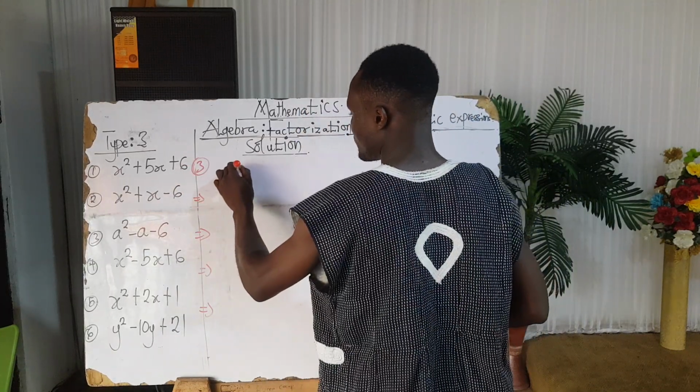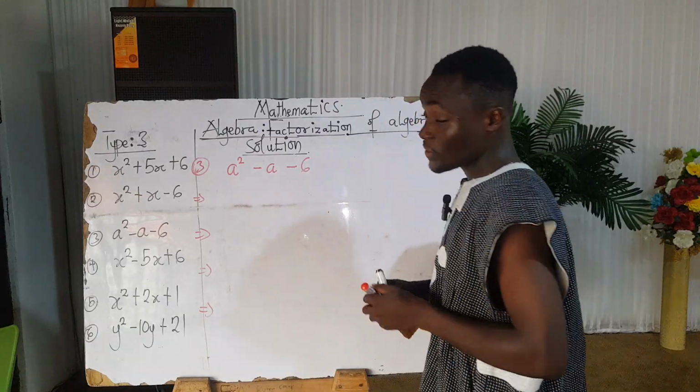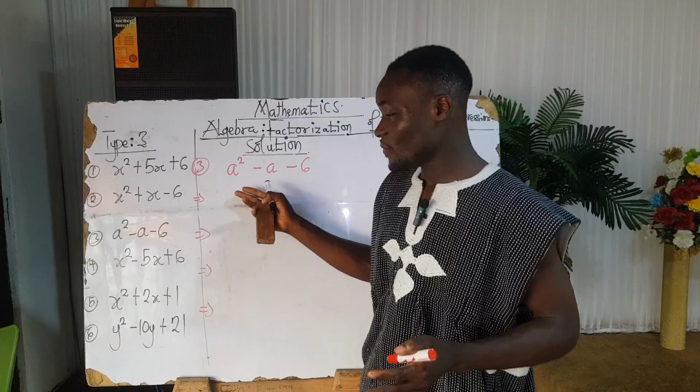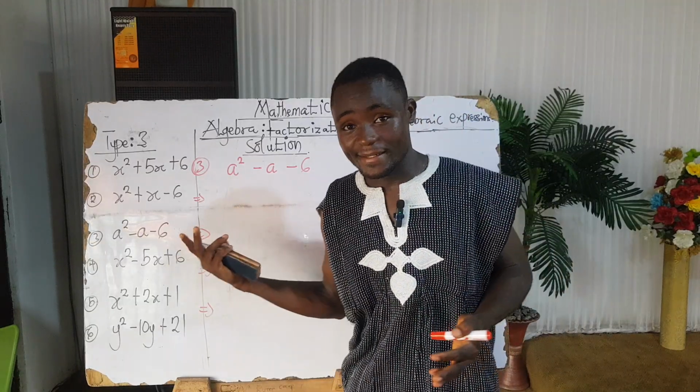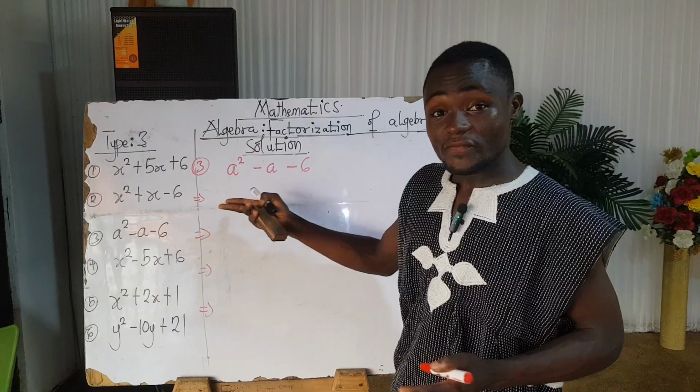So question number 3, I have a squared minus a minus 6. So this time around, it is not x squared. It is what? We don't have x in the expression anymore. We now have a different variable squared.